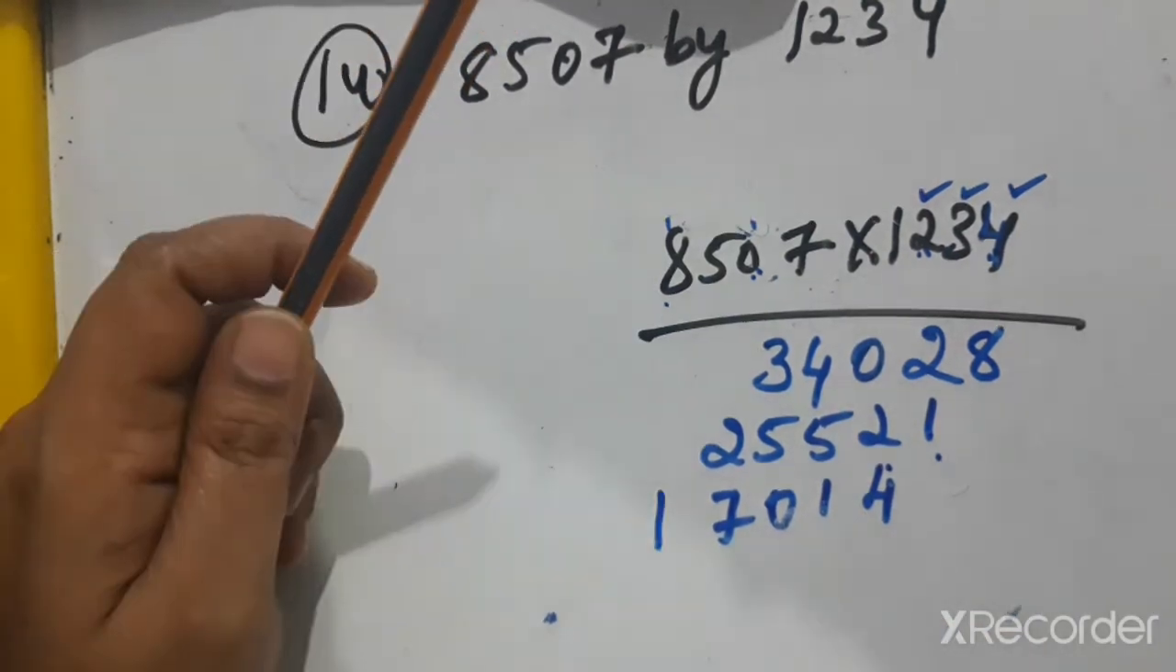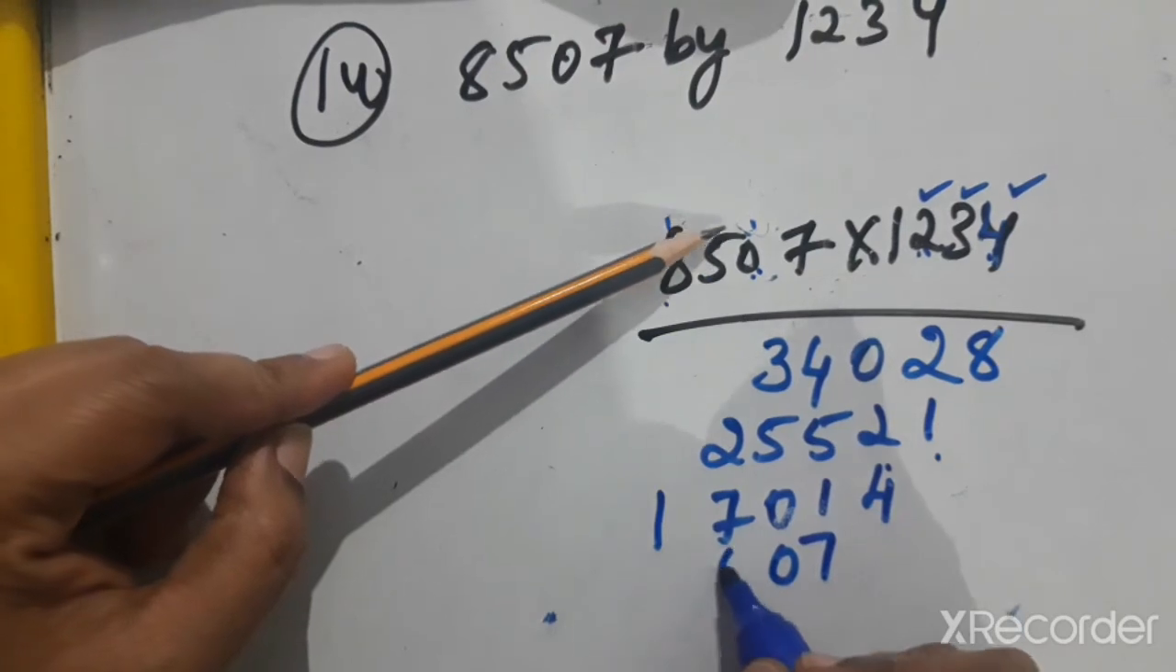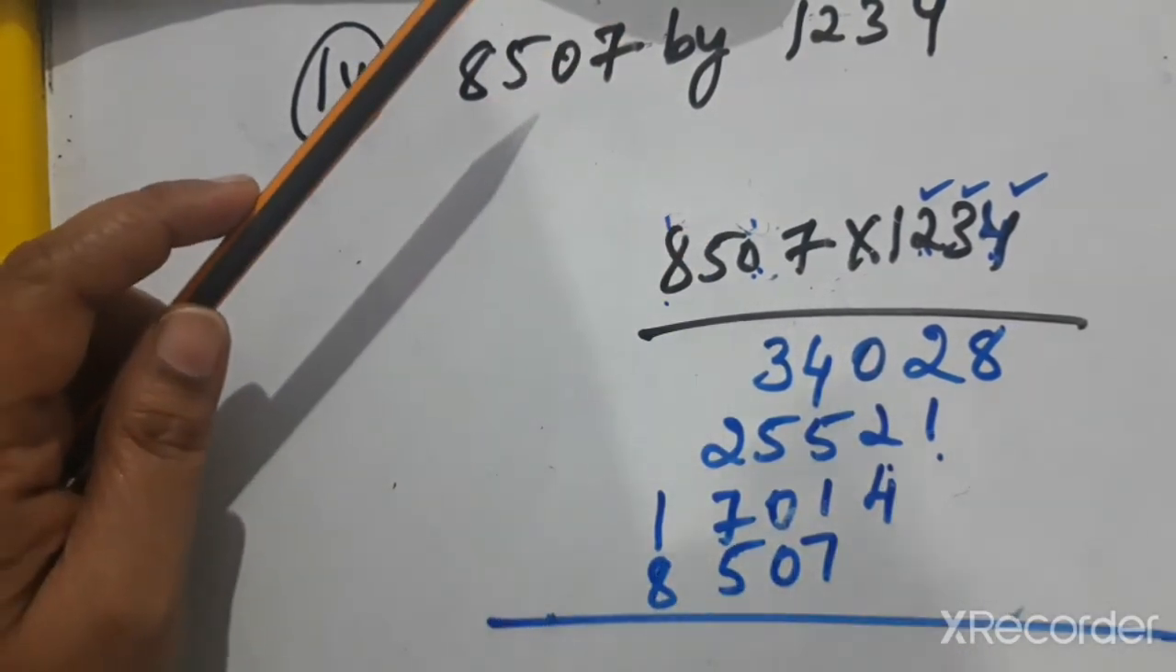Now we have to multiply. Okay, with 1. 1 sevens are 7. 1 zeros are 0. 1 5s are 5. 1 8s are 8.